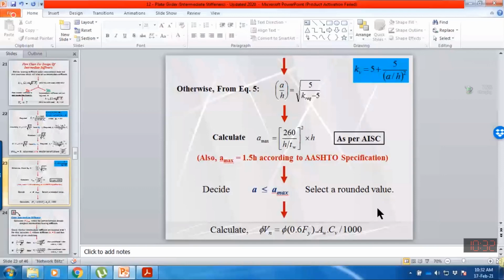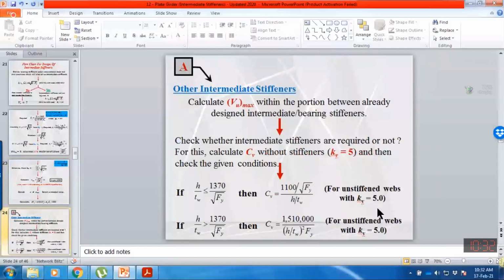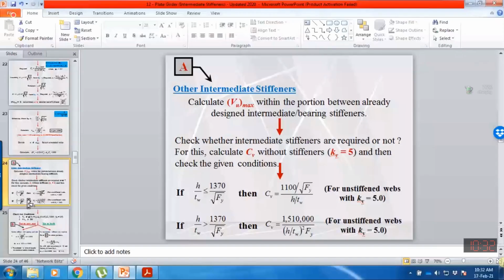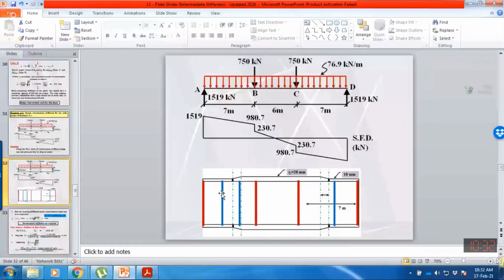Okay, after that, we will decide the spacing of the second stiffener. For example, when we are solving, I will give the example, but here let me show you this. So first, we have decided the spacing of the first stiffener. For example, this spacing. This is a bearing stiffener, so we have decided the spacing of this stiffener.